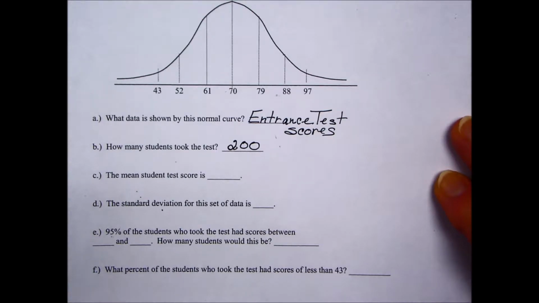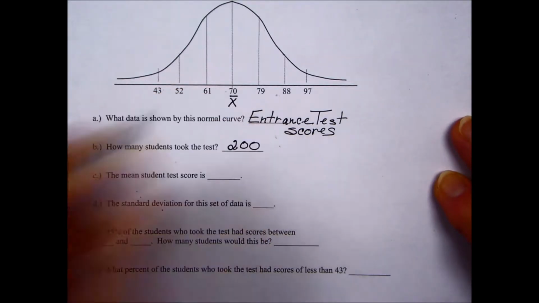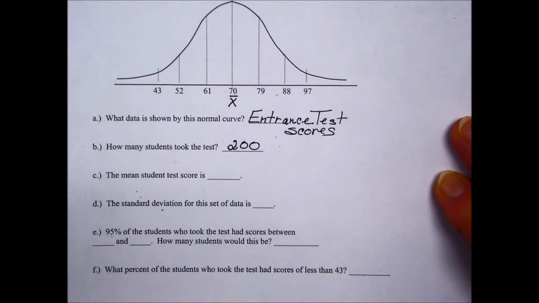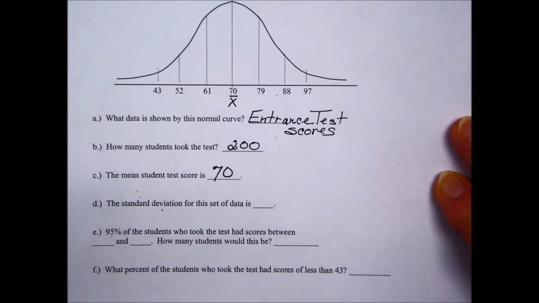C, the mean student test score. Now the raw data was all calculated and graphed out in this normal distribution, so the calculation is done for us. It's just a matter of us reading the values off. The middle value is always where the mean value is going to fall. So in this case, the mean for this set of test scores is going to be 70.